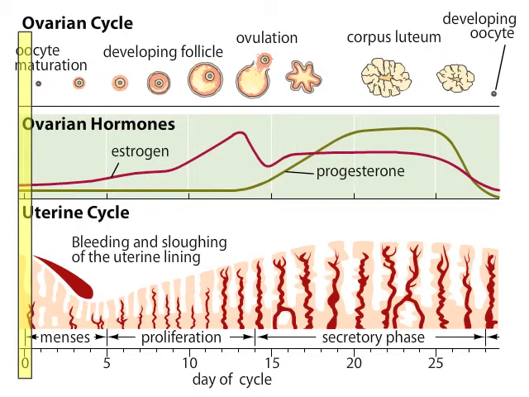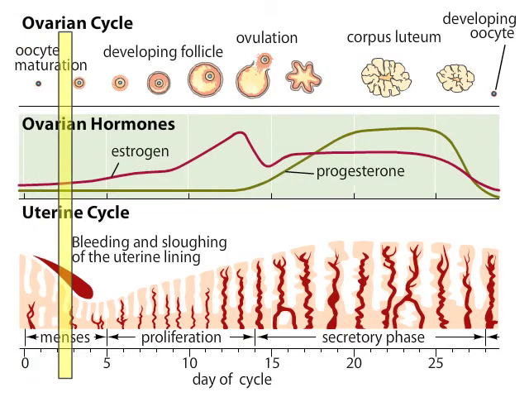The ovarian and uterine cycles are tightly coordinated. Hormones secreted by the ovary at different phases of the ovarian cycle trigger changes in the uterine lining. For example, at the beginning of the cycles, the levels of estrogen and progesterone are too low to maintain the uterine lining, and menses begins.